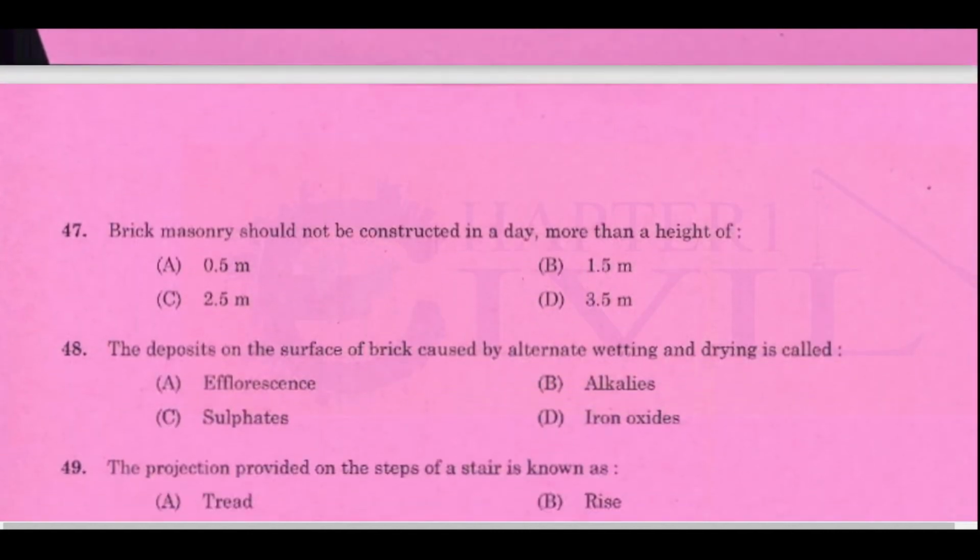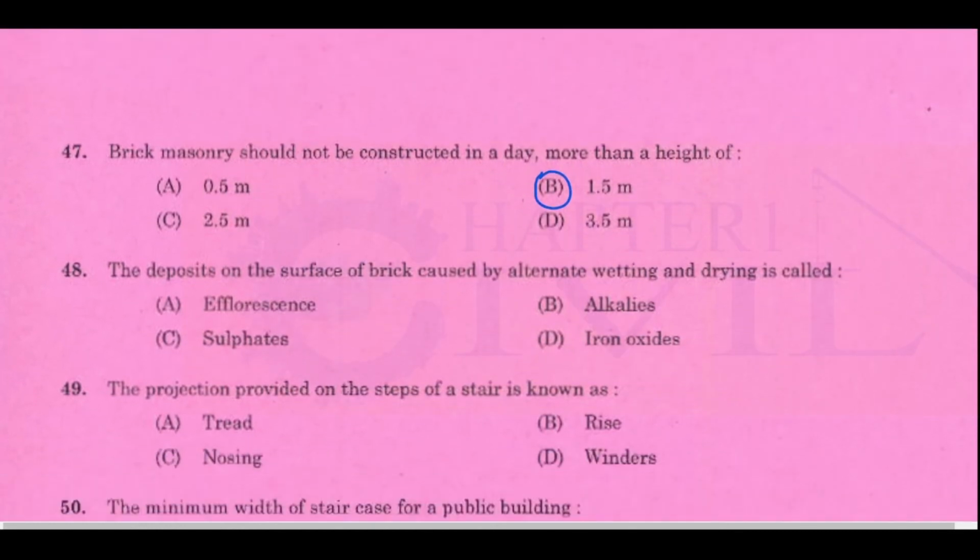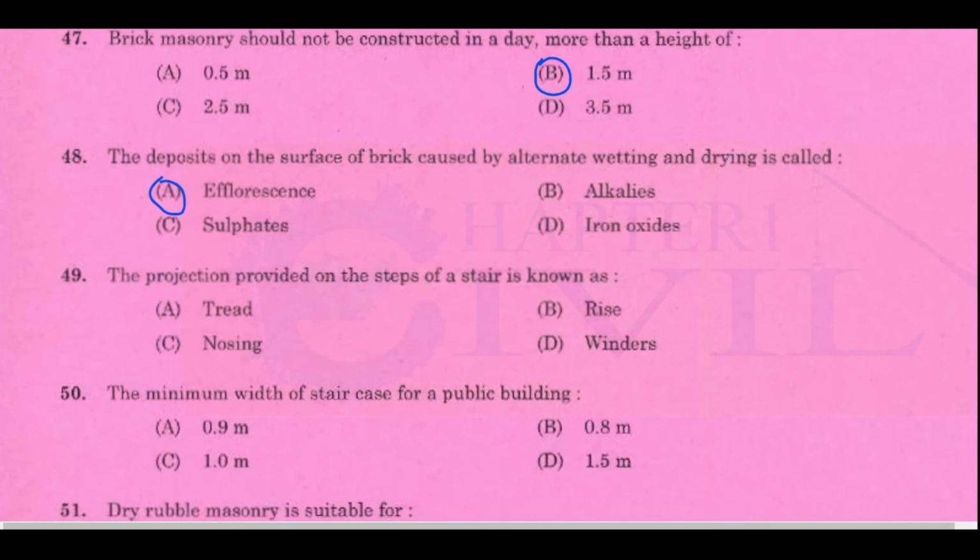Question number 47. Brick masonry should not be constructed in a day more than a height of 0.5 meter, 1.5 meter, 2.5 meter, 3.5 meter. Bricks should not be built up to more than 1.5 meters in a day. Question number 48. The deposits on the surface of brick caused by alternate wetting and drying is called efflorescence, alkalis, sulfates, iron oxides. Deposits of white patches on the brick due to alternate wetting and drying is efflorescence.